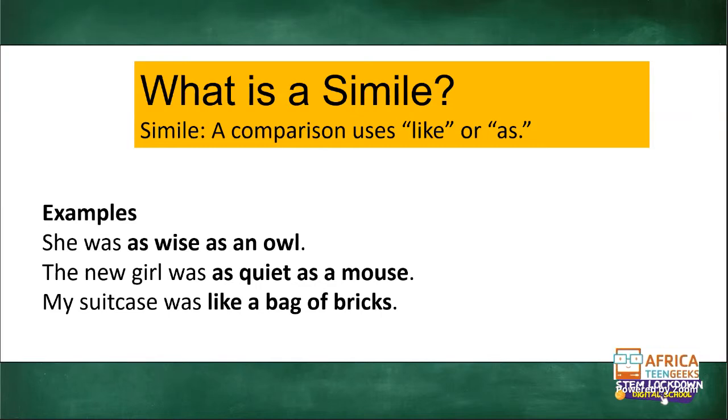She was as wise as an owl. The new girl was as quiet as a mouse. Adele says they are as stubborn as mules. Savannah says she is as stubborn as a donkey. And our third example, my suitcase was like a bag of bricks. Okay, so I think everybody's getting simile right. We'll check that out when we start on the Kahoot.